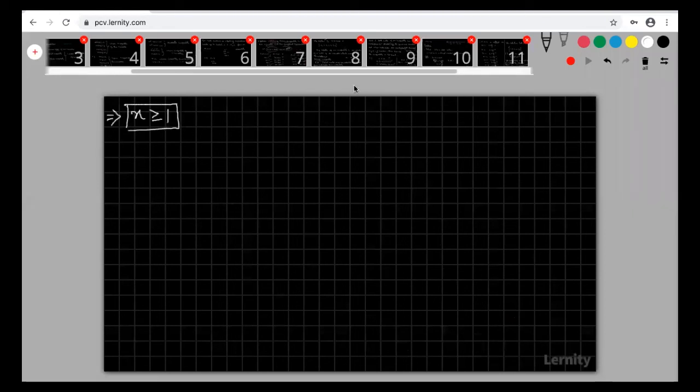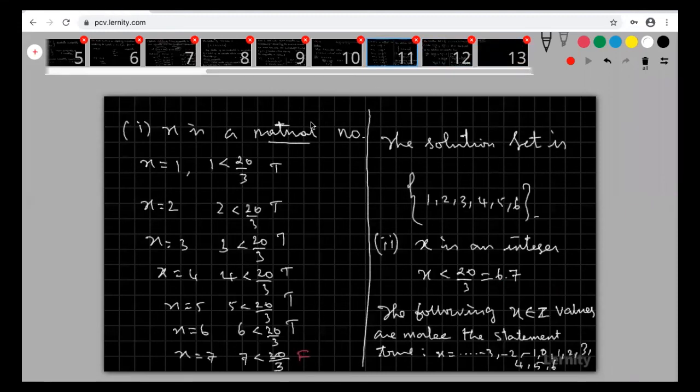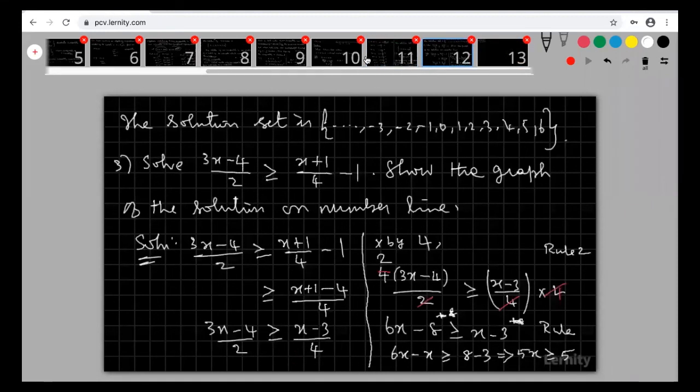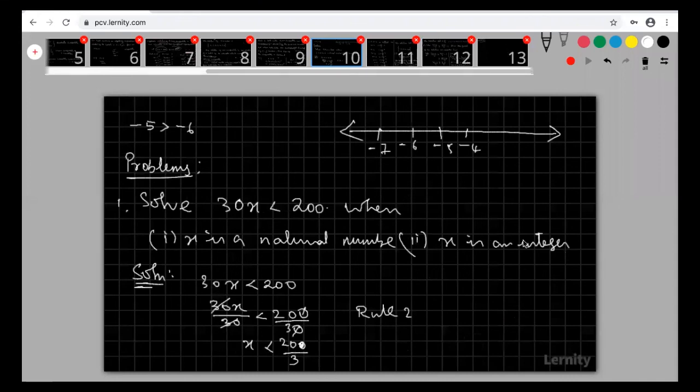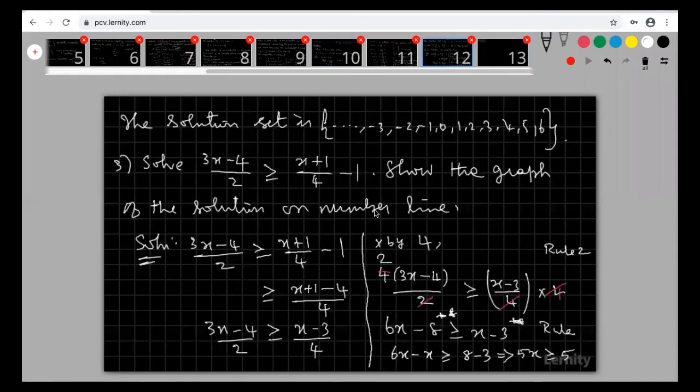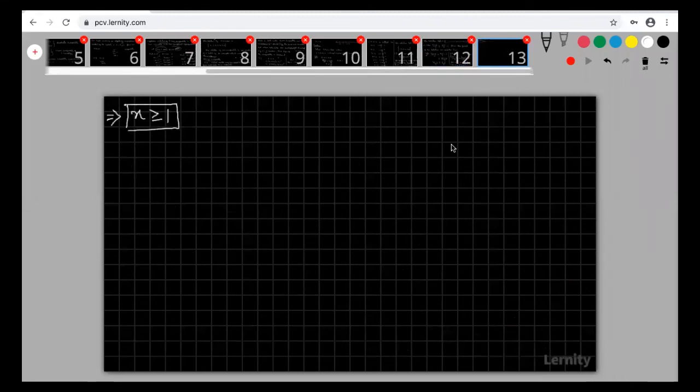Okay sir, in the previous problem my x was given as a natural number. Here my x was given as a natural number or integer, but in this problem nothing is given. Then what to do? Then my x is a real number. x is greater than or equal to 1 and x is a real number. Nothing is given means my x is a real number. So therefore this is my solution: x greater than or equal to 1, any real number greater than or equal to 1 is my solution set.